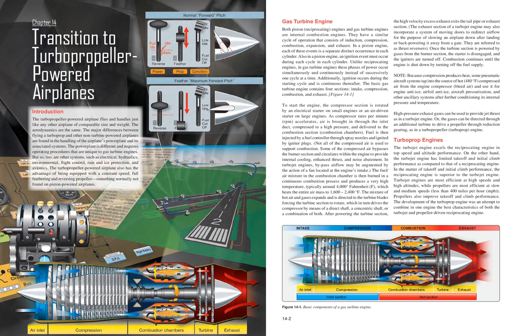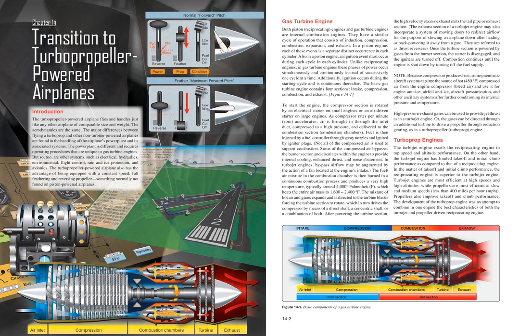14.1 Gas turbine engine. Both piston, reciprocating, engines and gas turbine engines are internal combustion engines. They have a similar cycle of operation that consists of induction, compression, combustion, expansion, and exhaust. In a piston engine, each of these events is a separate distinct occurrence in each cylinder. Also in a piston engine, an ignition event must occur during each cycle in each cylinder.